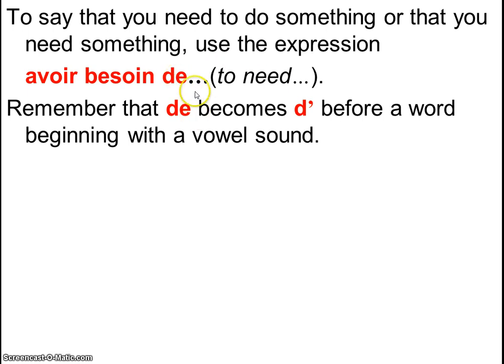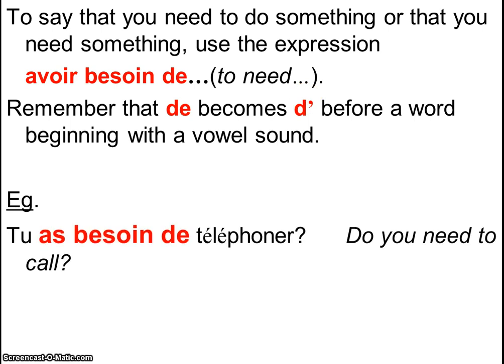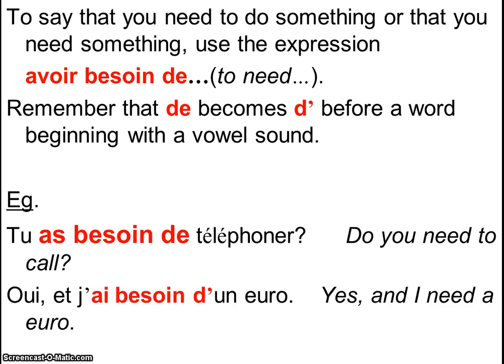So it's clear here that you're gonna use de. Okay, I'm in need of. De stands for of. You're gonna use de when the word starts with a consonant, and if the word starts with a vowel sound, you're gonna use the apostrophe. All right, very simple. Let's move on with the example here. For example, tu as besoin de téléphoner. Do you need to call? Tu as besoin de téléphoner, and then j'ai besoin d'un euro.